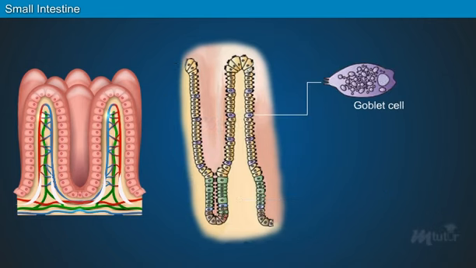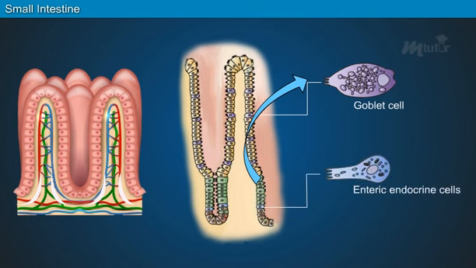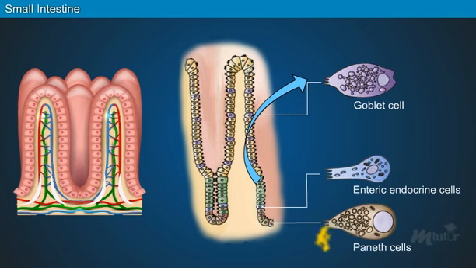The crypts of Lieberkühn contain goblet cells, which secrete mucus. It protects the surface of the intestinal mucosa, helps lubricate the food, and holds immunoglobulins in place. Argentaffin, or enterochromaffin, or enteroendocrine cells synthesize secretin and 5-hydroxytryptamine, that is, 5-HT, a powerful stimulant of intestinal motility. Large acidophilic Paneth cells secrete defensins, naturally occurring peptide antibiotics.